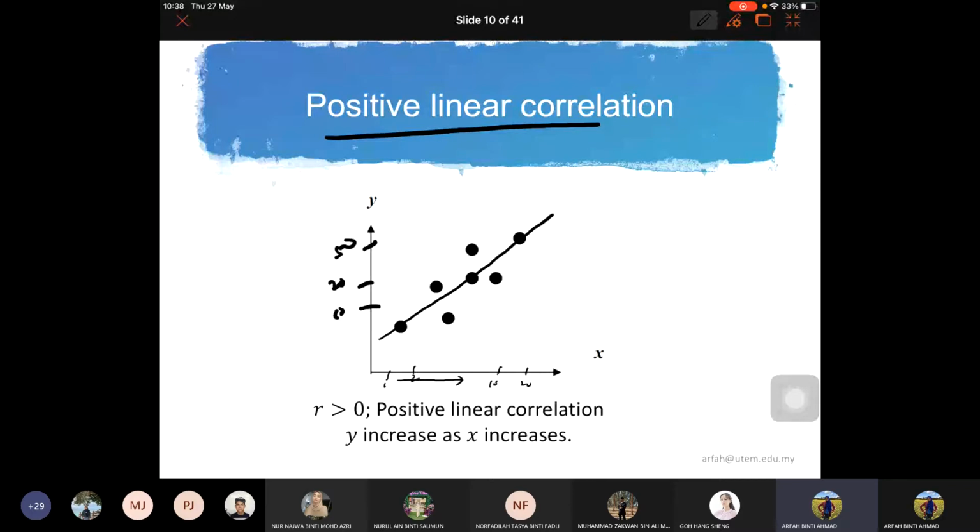Any questions so far? Am I going too fast or too slow? Any questions? None. Okay, Ahmad Kamal, okay. Ahmad Nabi, okay. Azman, any questions? Daniel Zarif, okay.